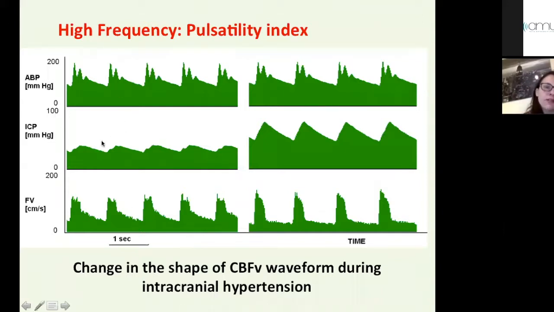By the way, this is the typical behavior of pulsatility index according to the changes of intracranial pressure. On the left panel, we have ABP in the first row. Then we have ICP, which on the left side has normal values. And here we have our flow velocity with a systolic peak and diastolic peak. So what happens in the right panel? The intracranial pressure increases here. And as you can see, what is actually impaired is not the systolic component of the waveform, but the diastolic form. There is an important and clear change in the shape of the cerebral blood flow waveform during increases of intracranial pressure.